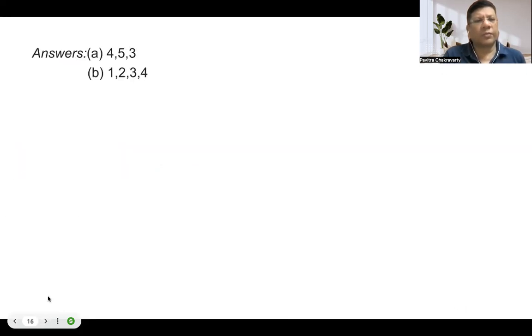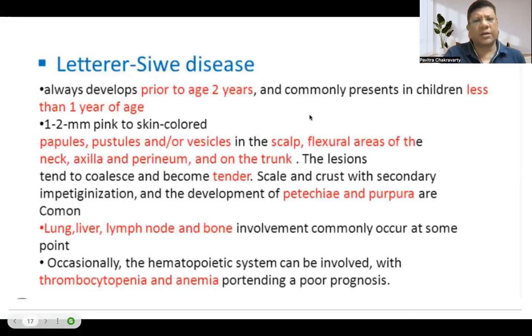1, 2, 3, 4. But again, it's a question of differential diagnosis and which one comes first, most likely. So obviously Letterer-Siwe disease, then zinc, then others. So see which way you are, what is most likely. All right. So next, let us see a few more things.